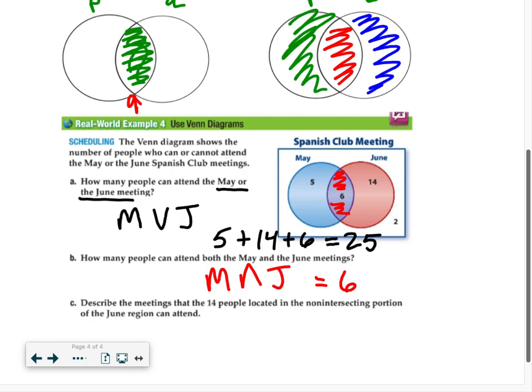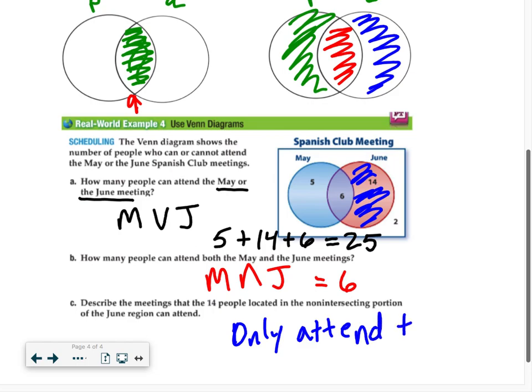And then describe the meetings that the 14 people located in the non-intersecting portion of June can attend. So what portion are we looking at? We're looking at this piece, the non-intersecting part of June. Describe the meetings that those 14 can attend. Well, what are those 14 in? They can only attend which meeting? It's not overlapping into the May piece, so these people can only attend the June meeting. They only are in the June part of my diagram, so they're only attending the June meetings.